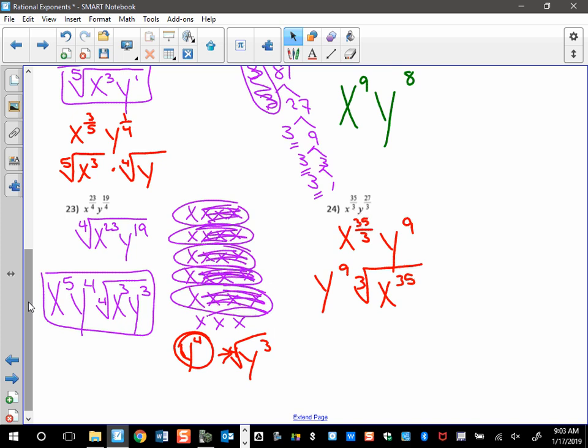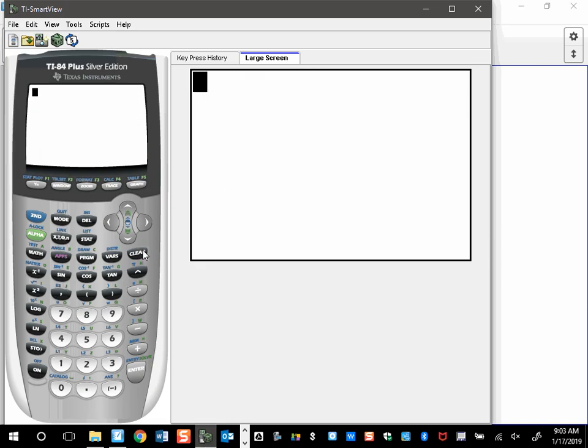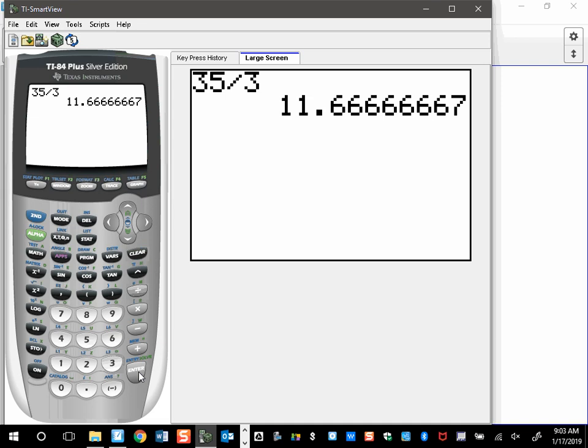If you want to do the 35 thirds in your calculator, again, if you just type in 35 divided by 3, it goes in 11 whole times. Do 35 minus 3 times 11. 35 minus my groups of 3, I had 11 of them. Gives me a 2.